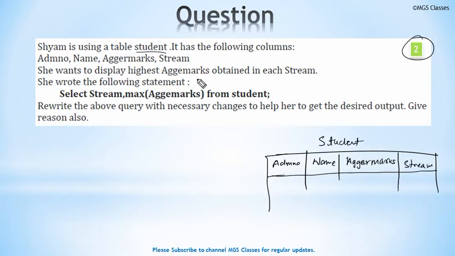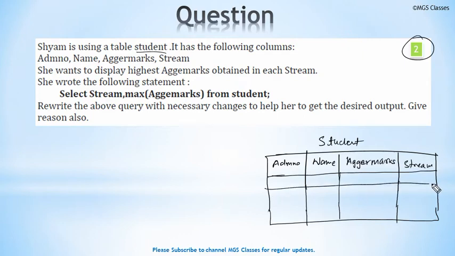She wants to display the highest aggregate marks obtained in each stream. What actually does she want to display? You just need to imagine this question and the table in your mind. You need not draw this table in the solution, but just imagine that this is the data and what you want to get in output. If you know that, that is fine for understanding this question.